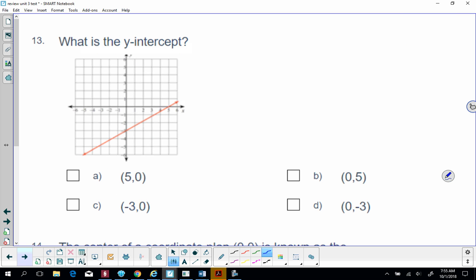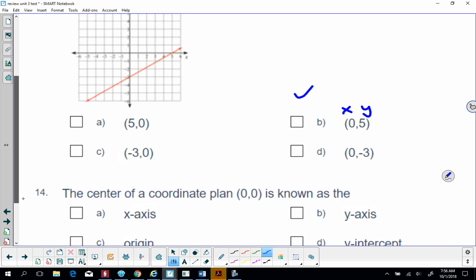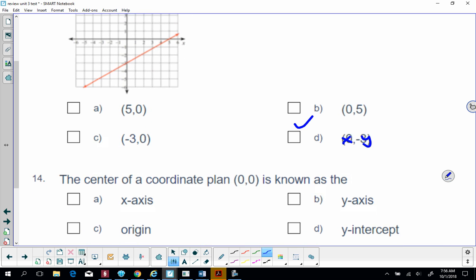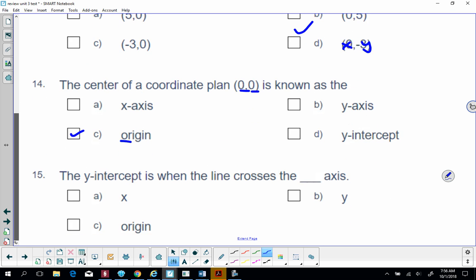Next one. What is your y-intercept here? Good. So it would be 0, -3. See, they'll try to trick you. They'll try to put it as your x coordinate, but we know those are x, y. And since we're finding our y-intercept, that's the number we're filling in. The center of a coordinate plane, 0, 0, is known as your what? Origin. Remember, 0, 0, origin, they all start with the same letter. It looks the same. So I remember 0, 0, origin.